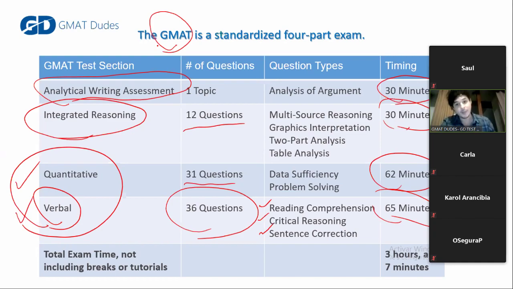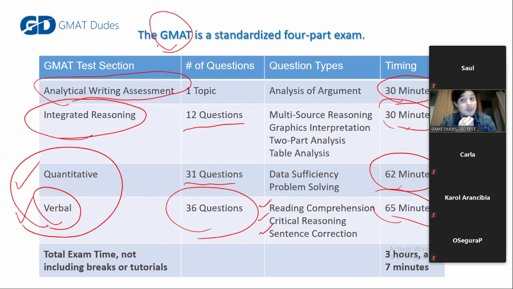So for example, if I'm doing excellent in the test and I'm answering all of my questions correctly, Carla, you know what happens? I don't know, maybe the algorithm gives you more difficult questions and you start losing some points. I haven't taken the exam, but I think that's how this works.